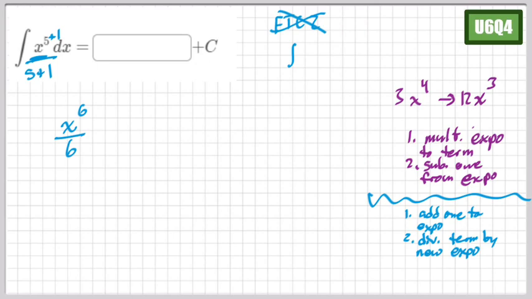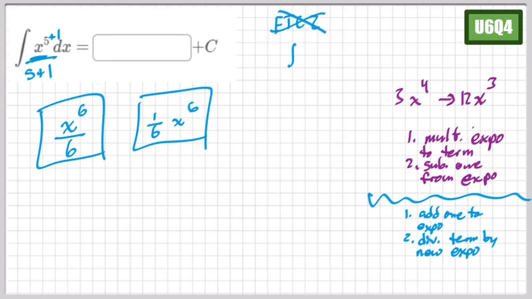Now, it's important to know that you can write this in different ways. We can write this as 1/6 times x to the 6th. Okay? And there are other ways, but you wouldn't see it. It would just be one of those. And then, of course, you would have to have the plus C, but Khan already does it for you.